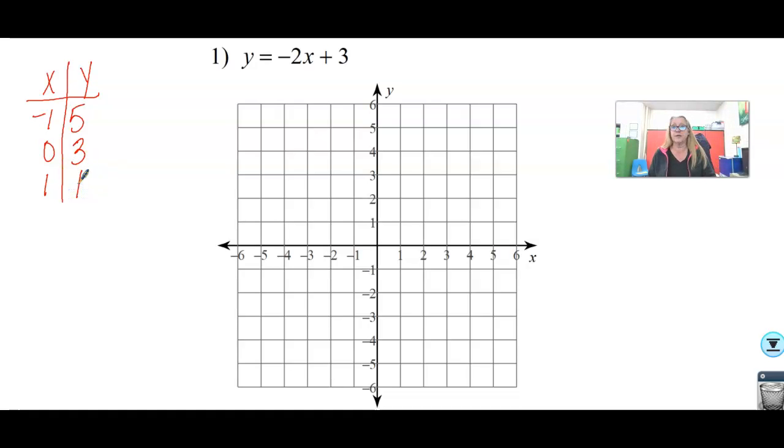And then we would go over here. Then we would graph the points. -1, 5 would be right here. 0, 3 would be right here. And 1, 1 would be right here.